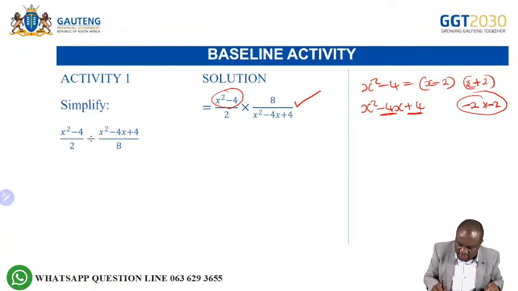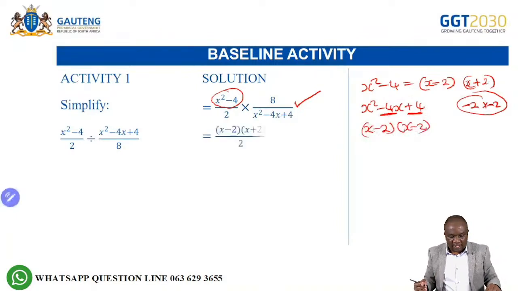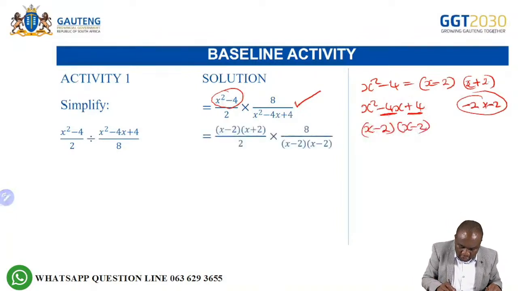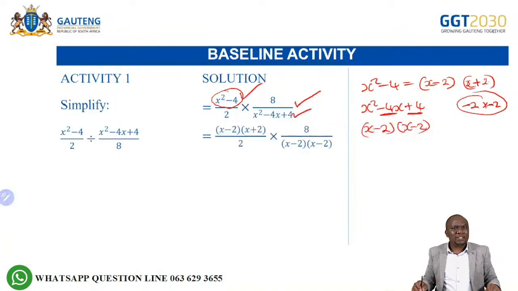Do you see that we're getting this negative 4 here? So it means the brackets here are going to be x minus 2, x minus 2. That's the trinomial. So we have factorized our x squared minus 4. We have also factorized our quadratic trinomial there. And then what do we do? We can cancel across multiplication. Do you know that? We can cancel across multiplication, but we cannot do that if it's addition.